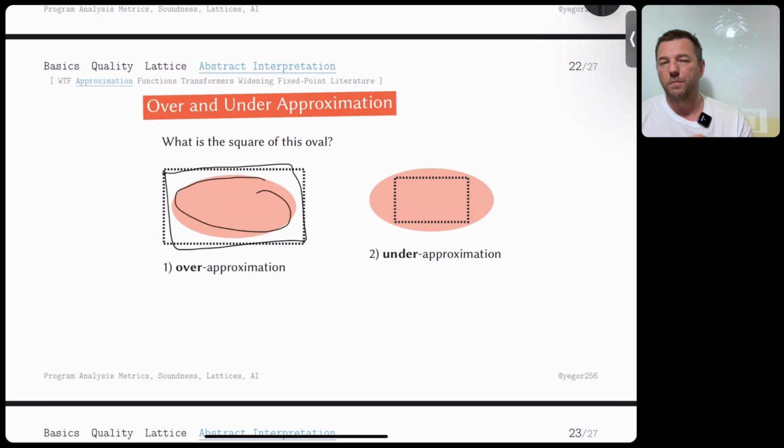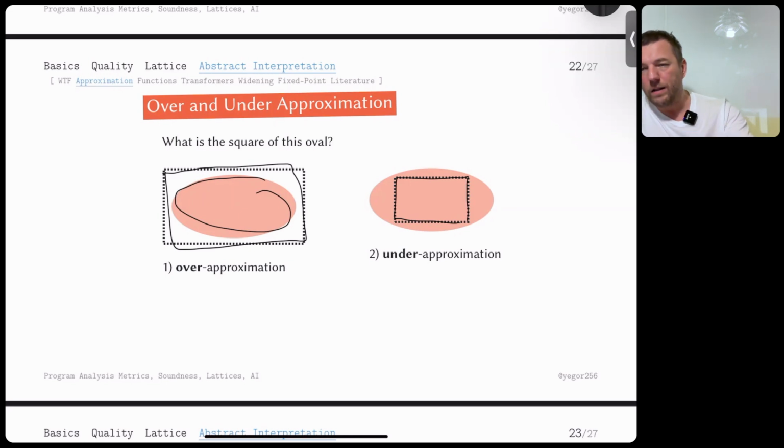But in this case, you over-approximate. You give me too much. In this case, you under-approximate. You give me too little. In both cases, you are wrong, but you're wrong in different directions. And then it depends on the analysis, on what we're looking for in abstract interpretation.